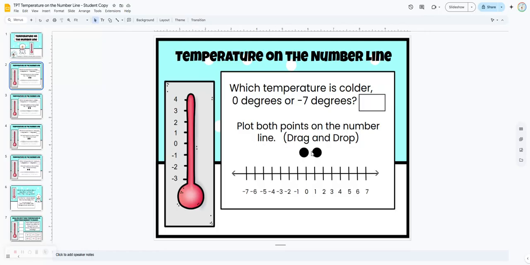So they're going to drag and drop these points onto the number line. They just click and hold. So we've got 0 degrees. I'm going to place a point there, and -7.